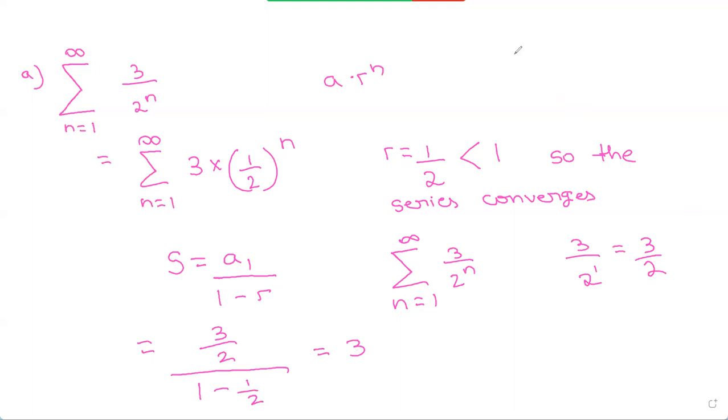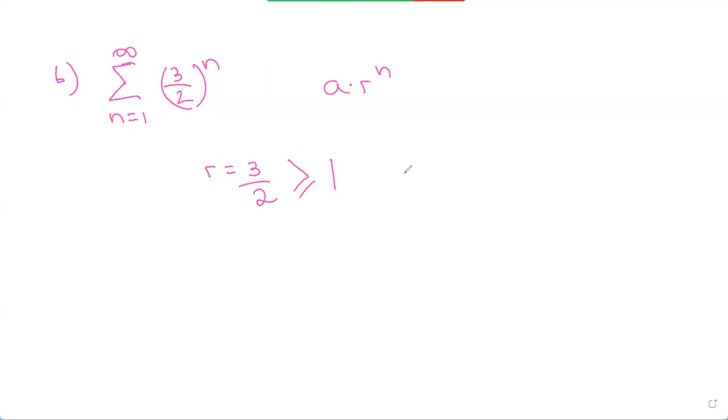Now let's look at another example. So the question states the sum from n equals 1 to infinity of 3 over 2 to the power of n. We have to make it into the form a times r to the power of n, and it already is in that form, where a is just 1. So we know that our r value is 3 over 2. 3 over 2 is greater than or equal to 1. Therefore, the series diverges. Because r is greater than or equal to 1, the geometric series diverges.